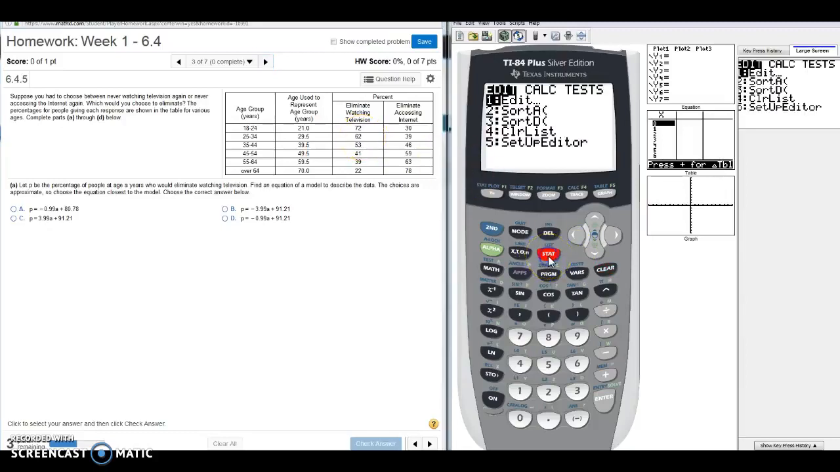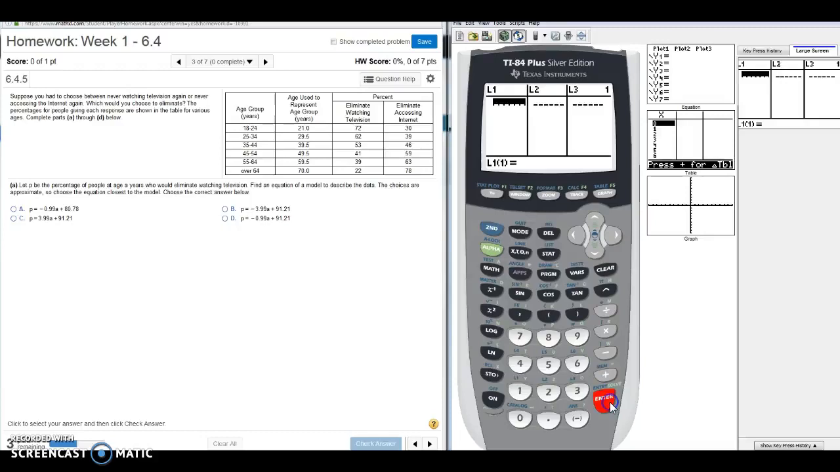I'm going to click Stat. That's going to enable me to enter this information. In part A, it says let P be the percentage of people at A years who would eliminate watching television. Find an equation of a model to describe that data. So P is the percentage of people at A years. So A is my value here, or my independent variable, how old they are. My dependent variable will be the percent watching television, or my P value. So I'm going to hit enter here.